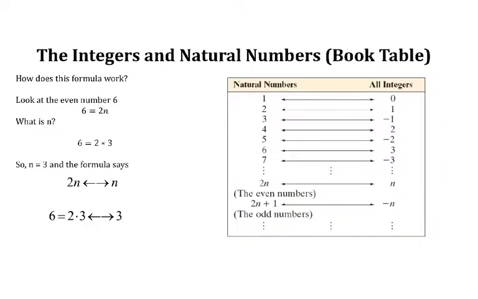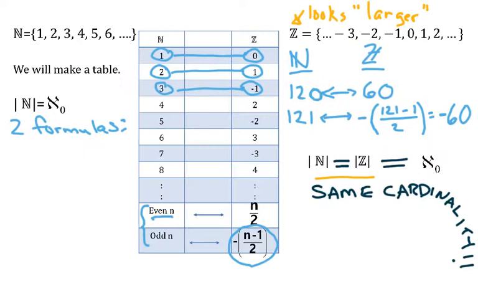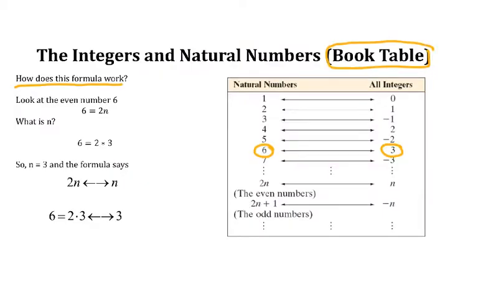Now, our book does it a little differently. They have a different formula, but it still works, and maybe you like this better. So how does this formula work? Well, look at the number 6. It corresponds to the number 3, just like in our table, but the formula is different.